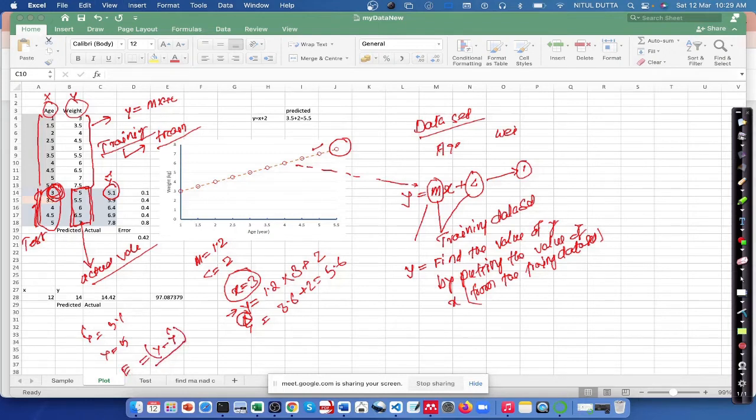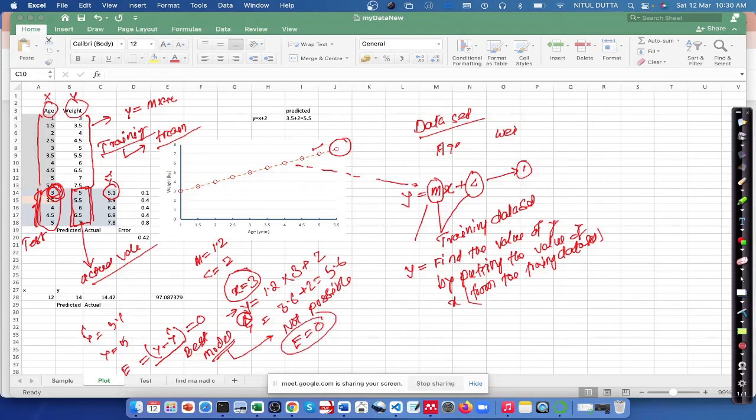And our main objective is to minimize this error. If this is equal to 0, then this is known as the best model that we have derived. But practically it is not possible to design a model that gives this error equal to 0.